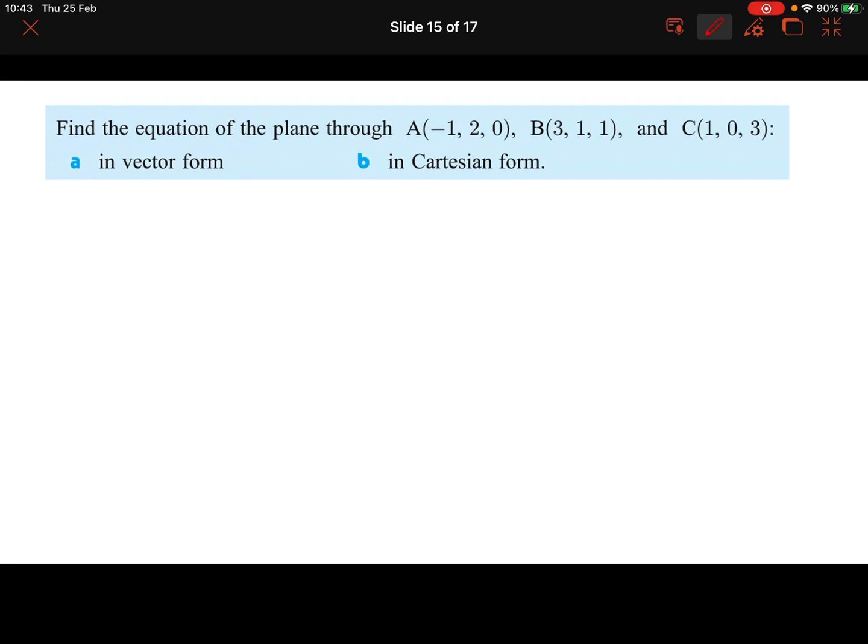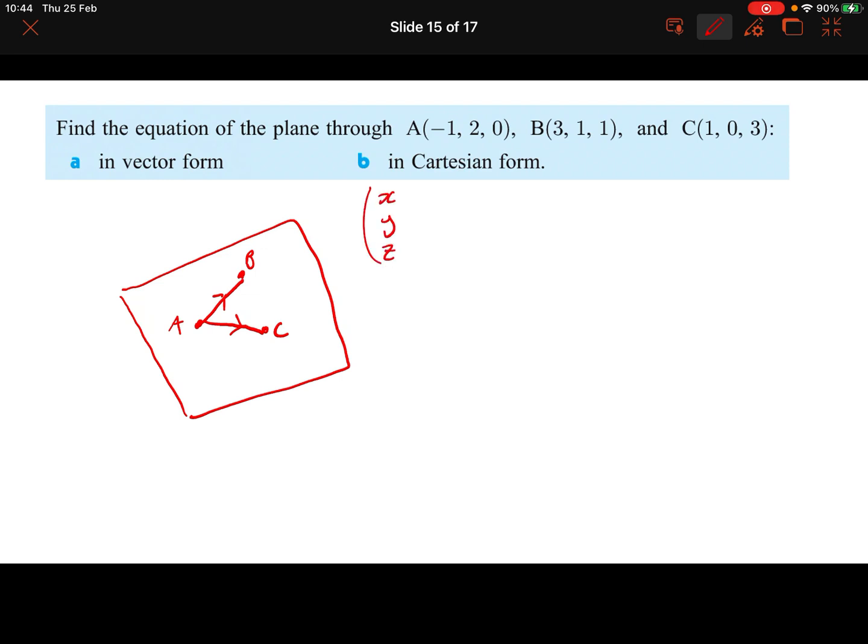Find the equation of the plane that has these 3 points in it, in vector form and Cartesian equation form. So we've got a plane and it has 3 points, A, B and C. If I want vector form, I know that it's going to be x, y, z is equal to a vector, a point on the plane. So there's going to be minus 1, 2, 0. Let's pick A. Plus a vector in the direction of AB.